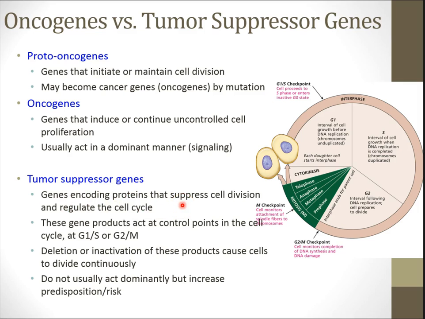A lot of these act as checkpoints in the transition from one phase to the next. And usually, when we delete or inactivate these gene products, that allows the cells to continuously divide. So essentially, these cannot act dominantly in a predisposition or heterozygotic state because we still have the good copy of the tumor suppressor gene. Although in reduced function, it's still present, and usually just having one copy is enough to maintain regular cell division.